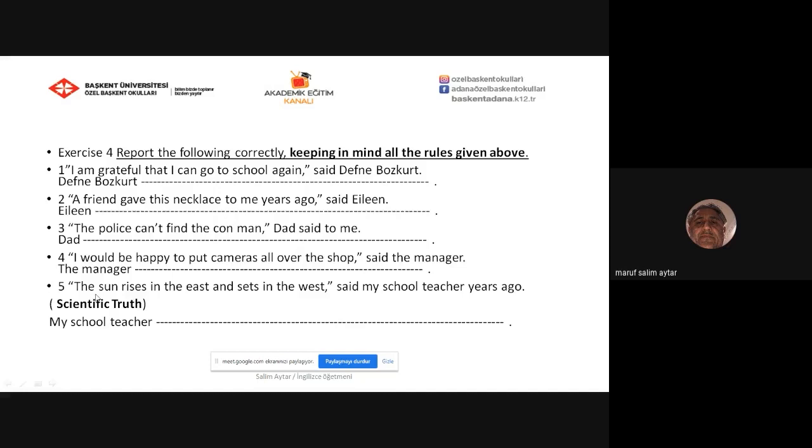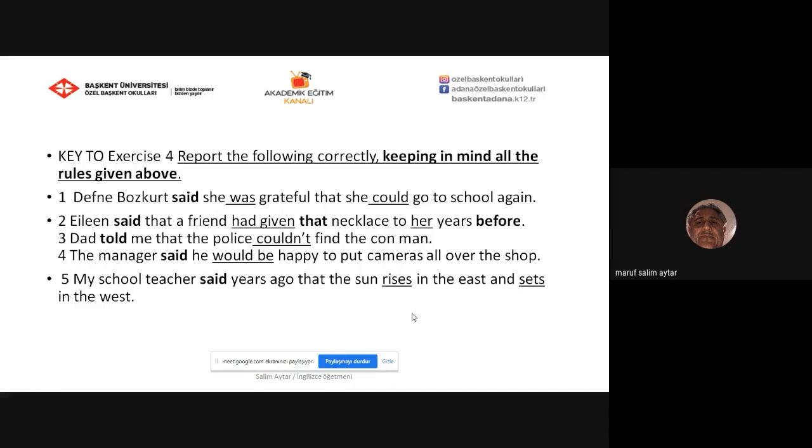It says, the sun rises in the east and sets in the west. This is a scientific truth. That means it never changes. So "the sun rises in the east and sets in the west," said my school teacher years ago. So you can easily do it. My school teacher said years ago that the sun rises in the east and sets in the west. Okay, they don't change. You can have a look at the key.